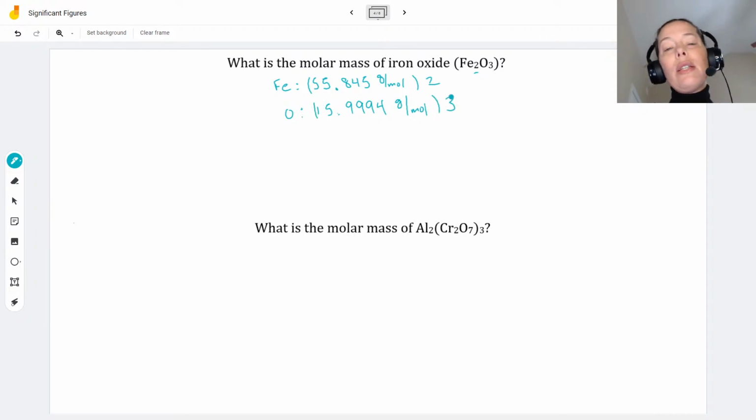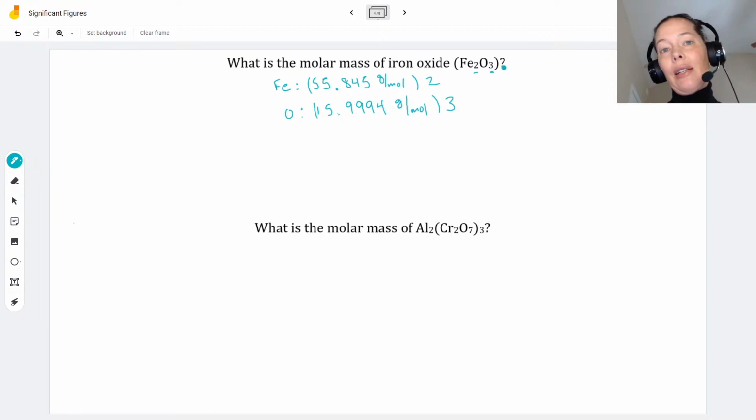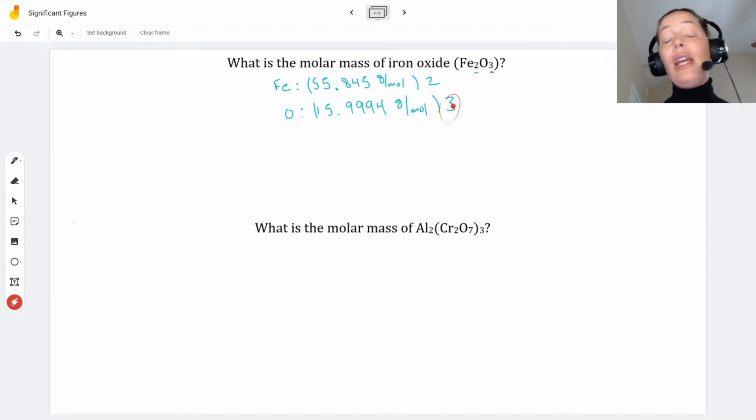So there is something I want to note. This 2 and this 3 here, those are called exact numbers. When you have an exact number, you have an infinite number of sig figs. So those exact numbers will never, ever limit you when you're counting up sig figs. You can consider this 2 here and this 3 here to have an infinite number of significant figures. So we're really just focused on the decimals here.